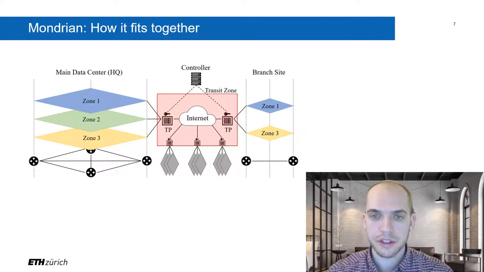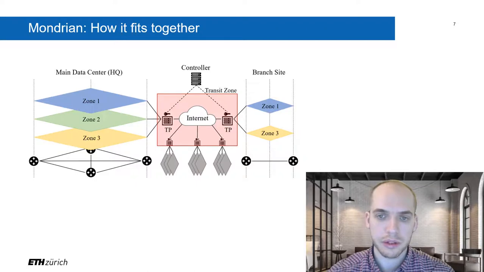For zone transitions that cross the interdomain transit zone, the second job of TPs is to attach cryptographically secured zone information to each packet, then encrypting the packet before sending it over the internet. This way, we make sure that no sensitive information, such as internal addresses, are leaked. The receiving TP can then verify the zone information, decrypt the packet, and if all checks succeed, forward it into the local network.